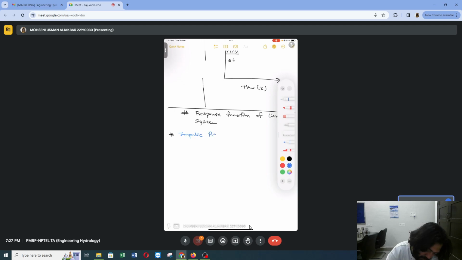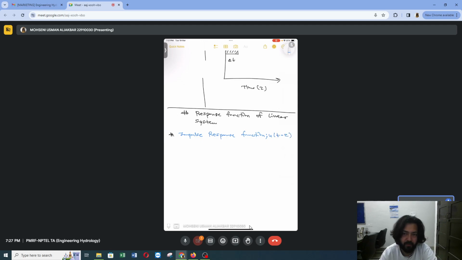Impulse response function, right? So impulse response function is nothing but u times of t minus tau. Now let us say what is u times of t minus tau.